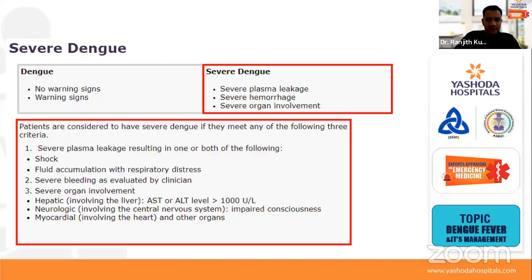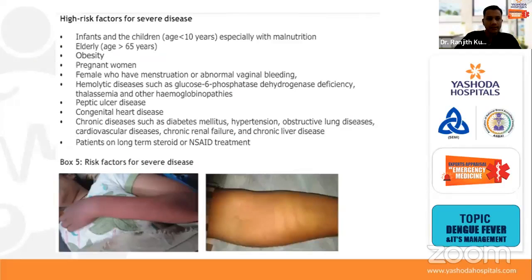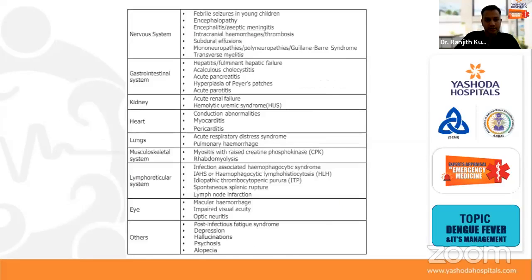Patients are considered to have severe dengue if they have any of the following criteria: severe plasma leakage leading to shock or respiratory distress, or bleeding manifestations, or severe end organ damage leading to hepatitis, impaired sensorium, or myocarditis. The people at risk are pregnant women, elderly people, infants, obese people, people with congenital heart disease or diabetes, hypertensive patients, or people who are immunosuppressed or on long-term steroids.